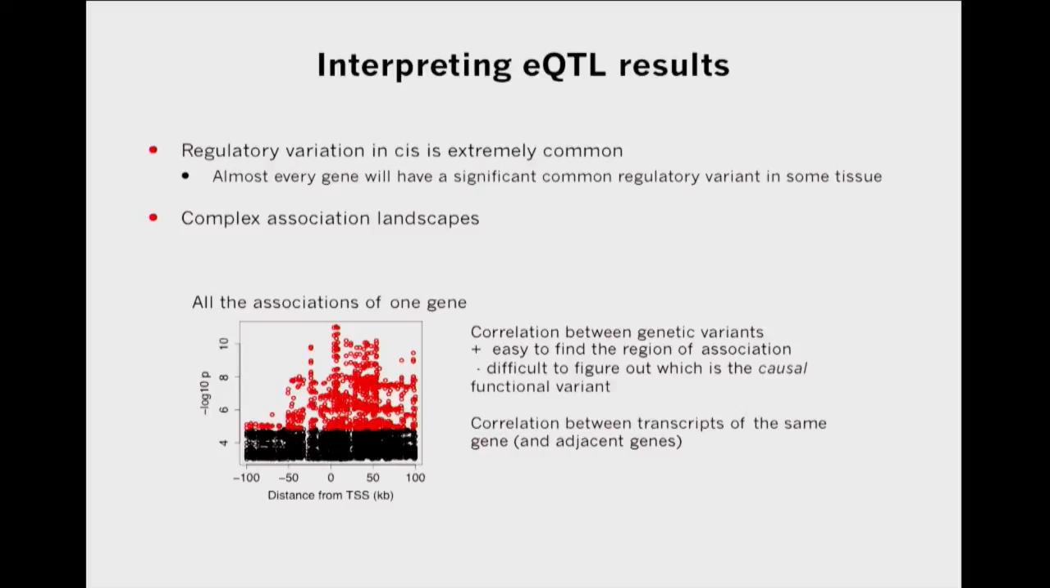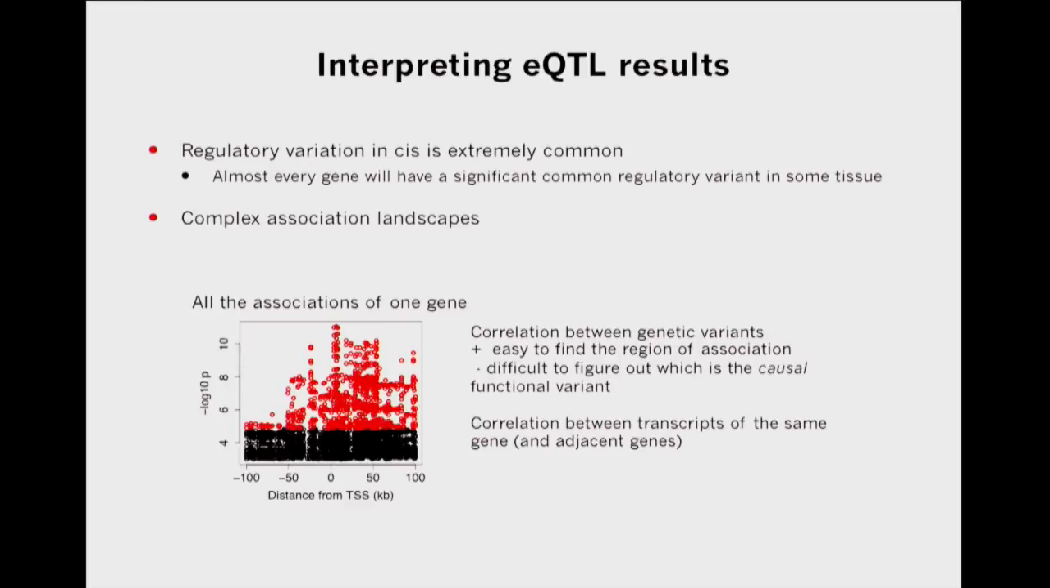So this is actually an important slide. When we do this analysis, how do we interpret the data that we get out of it? Now we have our set of significant eQTLs above, let's say, 5% false discovery rate. And what we find in all studies is that we find a lot of things. Regulatory variation in cis is extremely common. In trans, it's a little bit more of an unknown question. But in cis, we find typically thousands of genes that have a significant common variant associating to its expression levels.